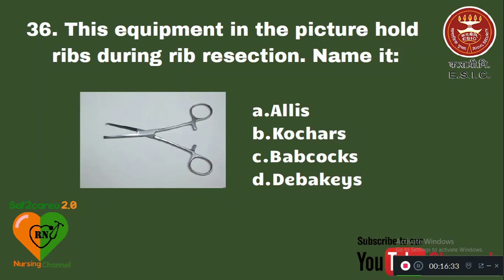Question number 36, image-based question. This equipment in the picture holds the rib during rib resection. Name it. A. Alice, B. Kocher's, C. Babcock's, D. DeBakey's. This equipment shown in this picture, which is used in rib resection procedure, is Kocher's forceps.